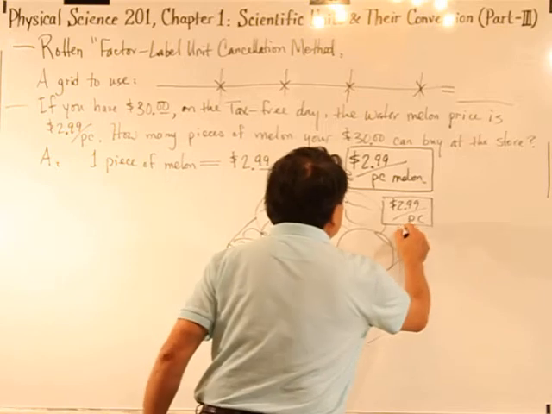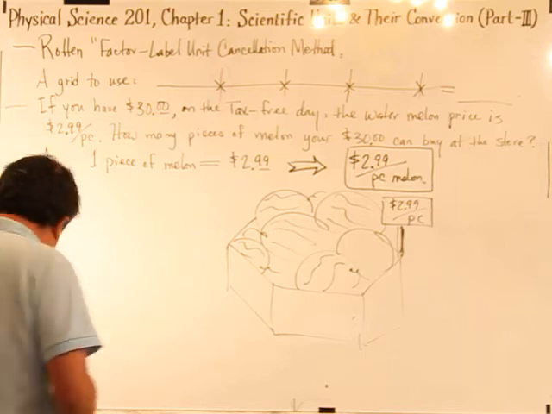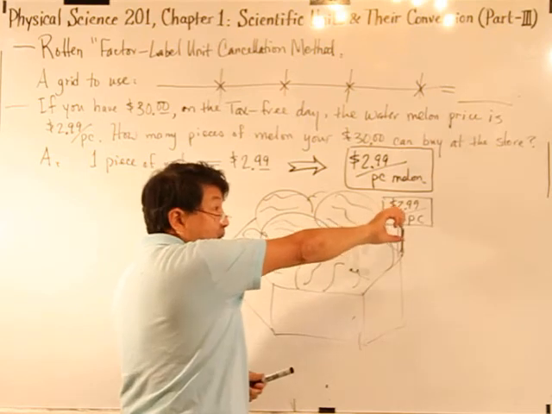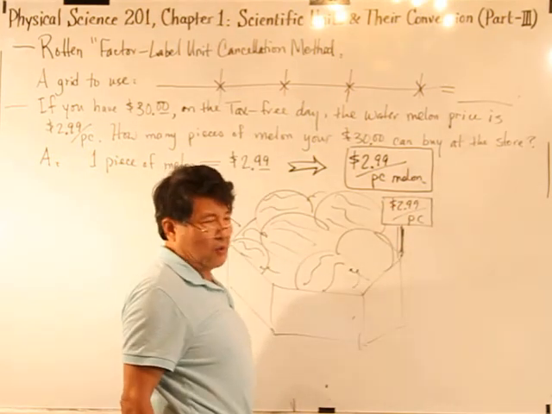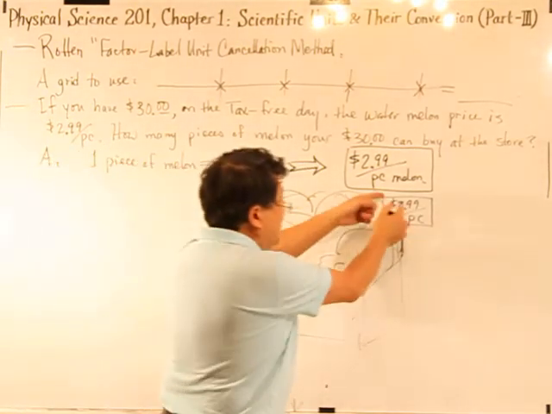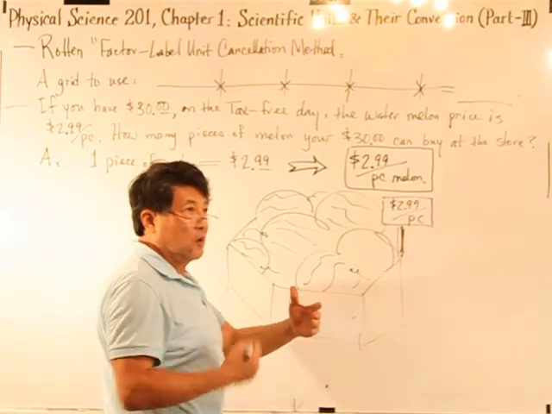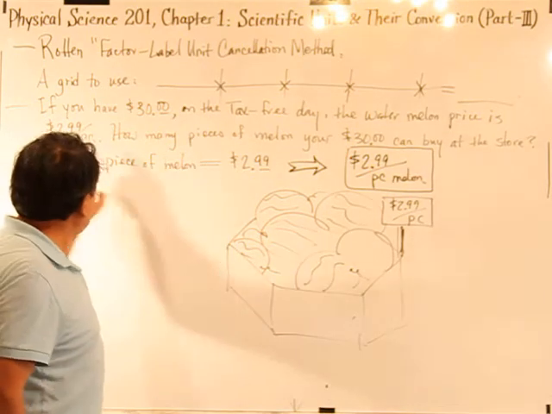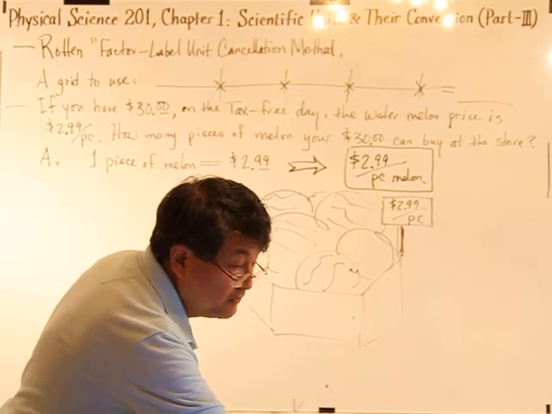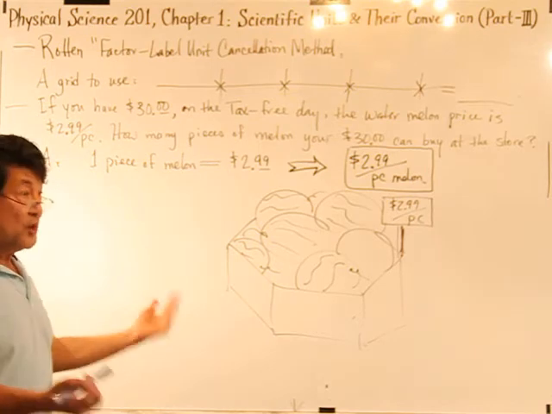Now, this is the conversion factor. It converts your money into pieces of watermelon. Right? And have you ever seen any price tag go upside down? Piece per $2.99? No. So you understand it's based on per piece. Per piece of watermelon, how much money is going to be exchanged? Then the money is going to be a value larger than one. Per means unity. Per watermelon. So if you involve this, then what do you do? You do not use multiplication. You use division.